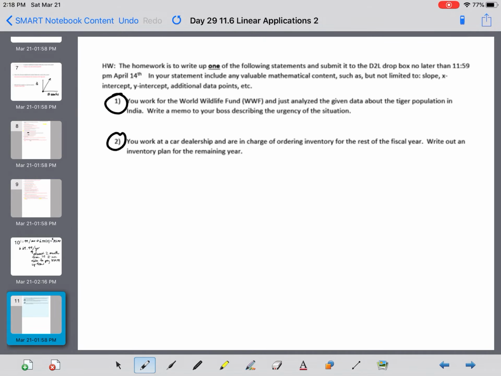Or if you'd rather work with the car dealership one, you're writing a memo to your boss explaining what you need to do for inventory for the rest of the fiscal year. So that would mean up through December. So think about, what does that slope mean? What does that y-intercept mean? What would additional data points represent in this problem? And I want you to come up with an inventory plan for the remainder of the year.